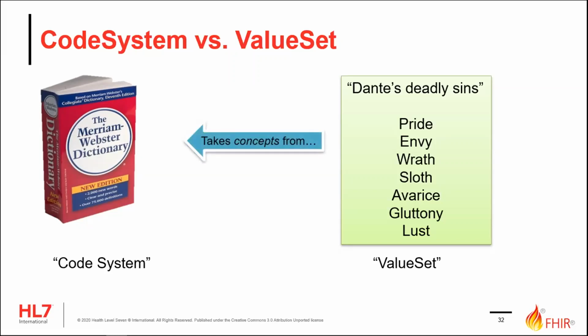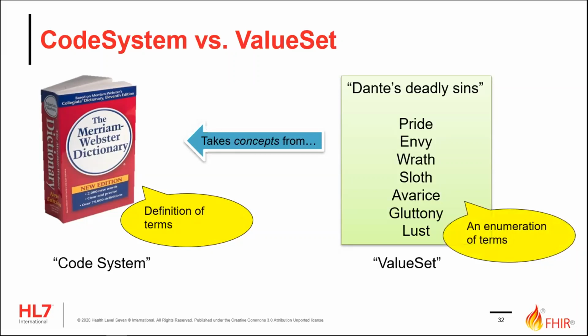Your value set is always going to draw from a code system. You can't have a value set that uses codes that aren't from some code system somewhere. The code system has to exist. It might not be exposed as FHIR, that's fine, but it needs to be recognized as being a code system. The code system is where you have not only your full list of terms, but their definitions. So what does pride mean? What does envy mean?